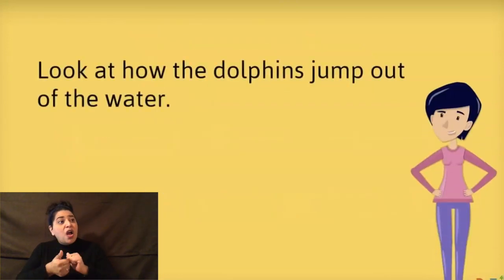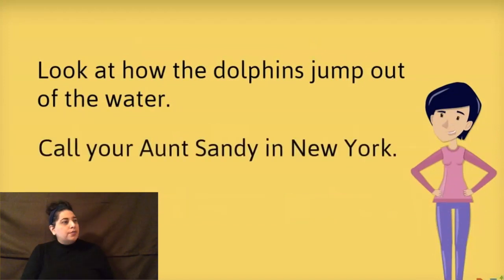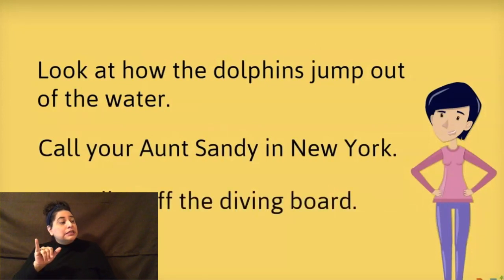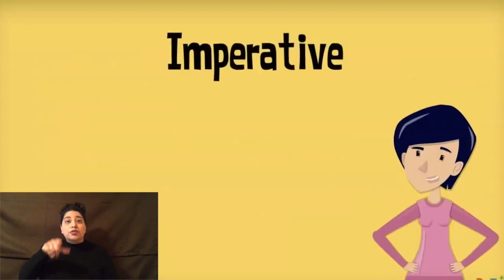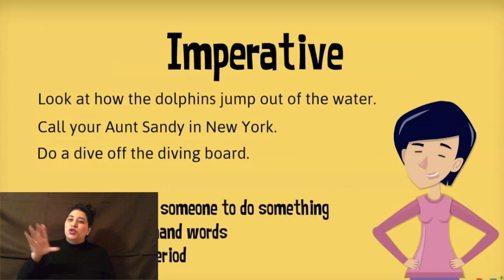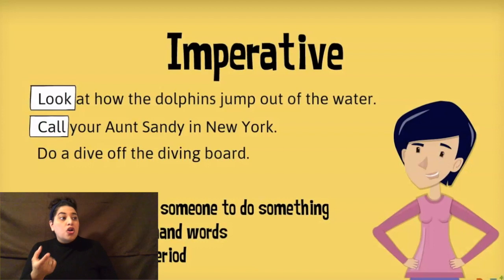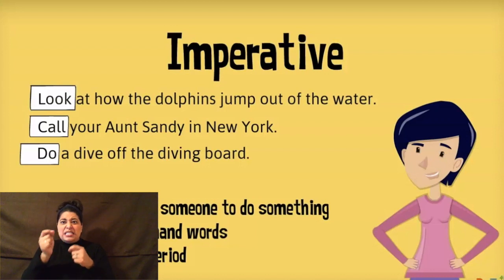Look at how the dolphins jump out of the water. Call your Aunt Sandy in New York. Do a dive off of the diving board. Each of these imperative sentences gives a command for someone to do something. Can you find the command words? Right. Look, call, and do are all command words. Imperative sentences also end in a period.